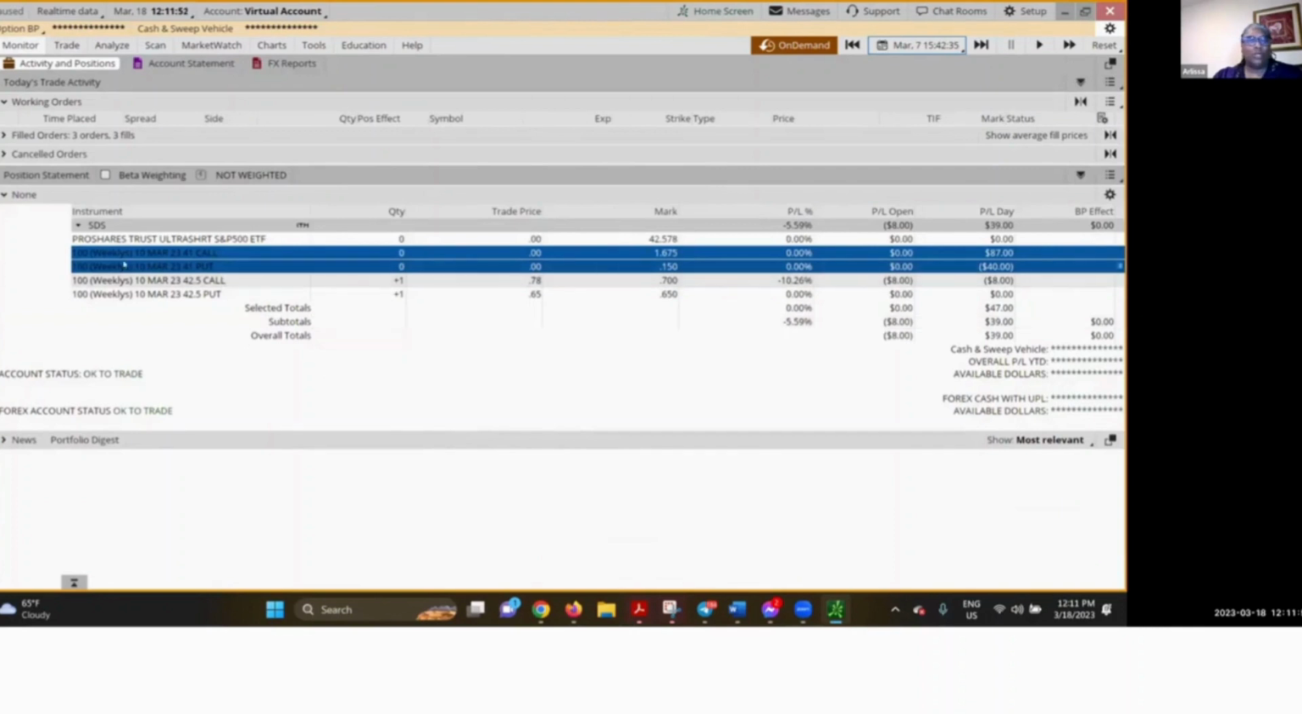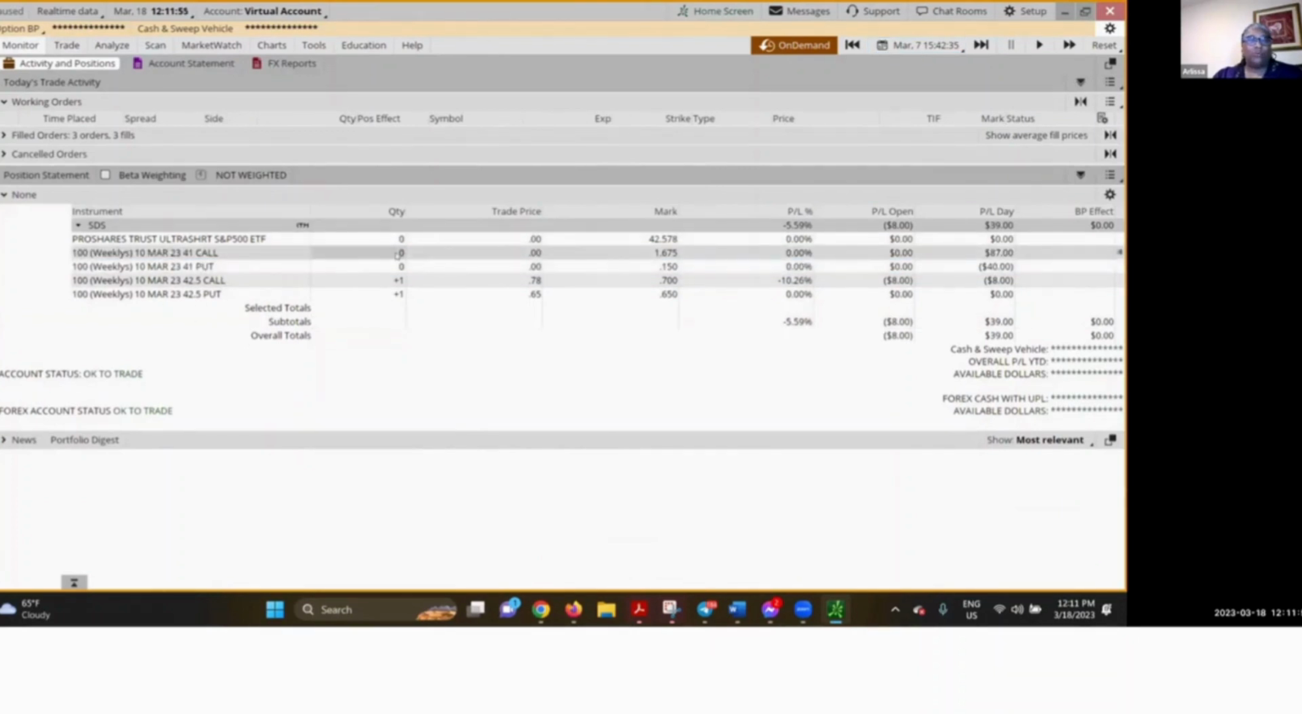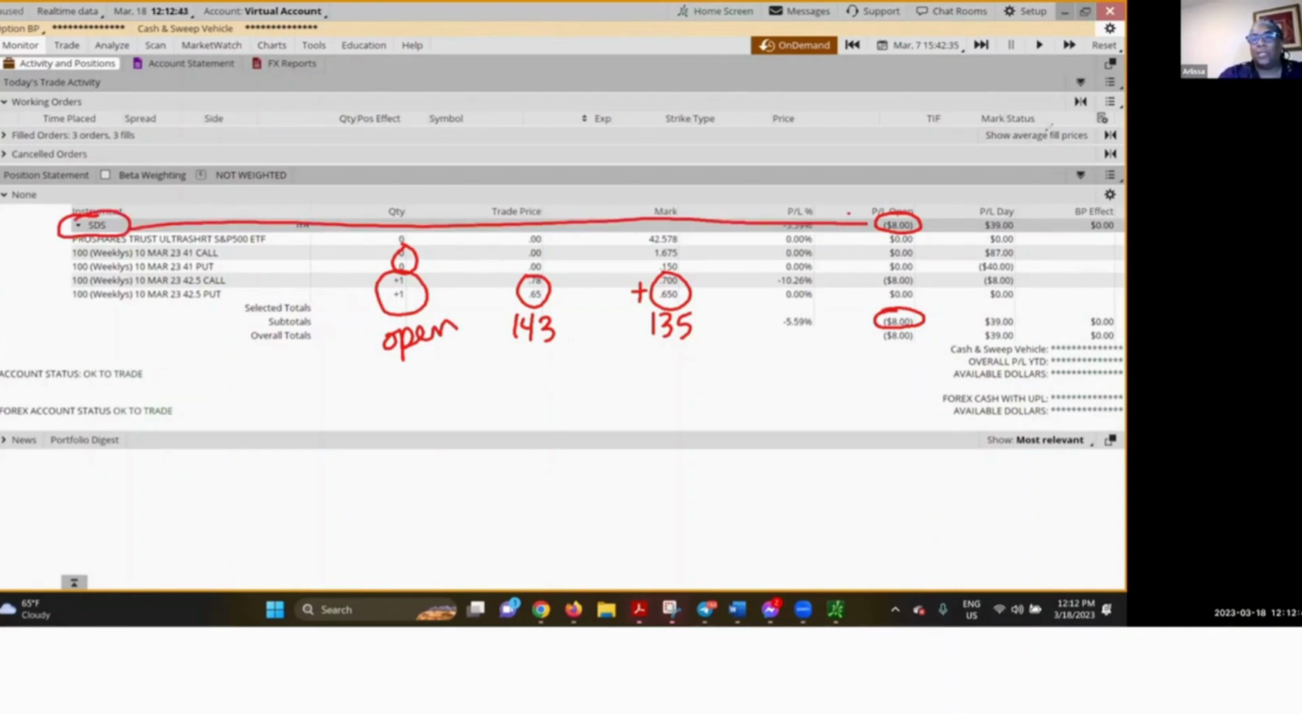So what we have here, I just reopened another trade, and the zeros show you the ones that are already gone. These zeros tell you that trade is closed, and the ones with the +1 are the open trades. Those are open trades, 42.5 call and put. We paid $143 for them, and it's currently worth $135. So we're down $8. It shows here our profit and loss up here, we're at negative $8. It also shows it down here but that covers everything you've got in your lineup. If you only have one trade, it's easy to see. But if you need to see just what's happening with SDS, then you want to stay on the line with SDS to see these things.